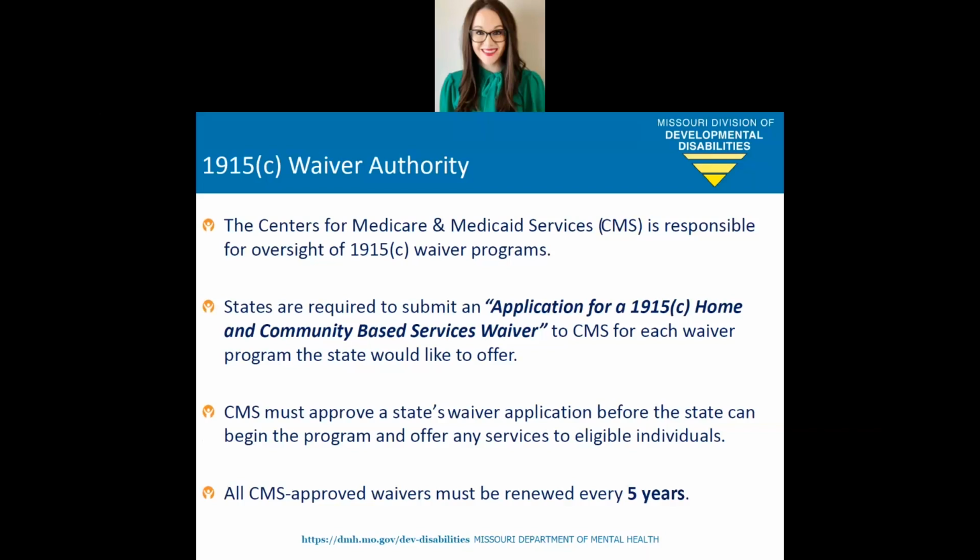CMS requires states to complete an application for a 1915C home and community-based waiver for each waiver program the state would like to offer. The application can be thought of as a contract. It's extensive, think 400 plus pages, and must describe in detail how the waiver program will be operated and comply with all federal requirements. States must receive approval from CMS before enrolling eligible individuals into a waiver program. CMS also requires states to renew approved waivers every 5 years.